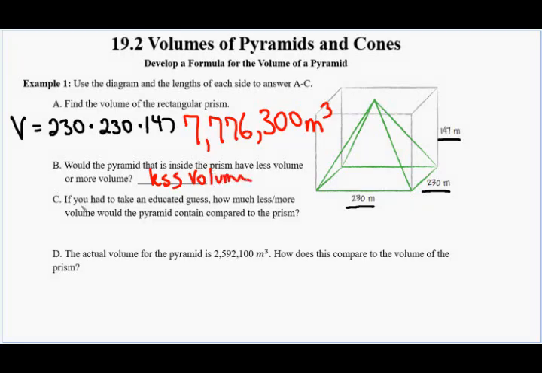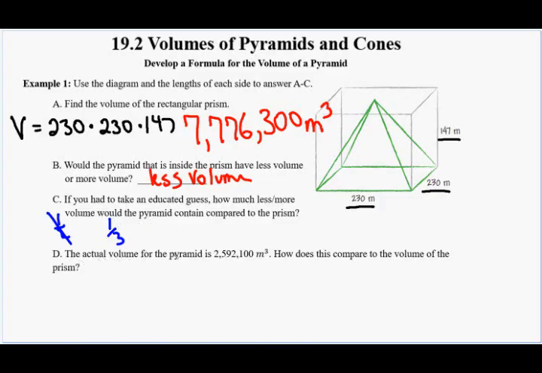So part C is about a guess. If we had to take an educated guess, how much less or more volume would the pyramid contain than the prism? In each of my classes today, the first guess was a half, and then I said it's a little less than that, so they went from a half to a third. And that is not just a guess, it's actually the correct answer.